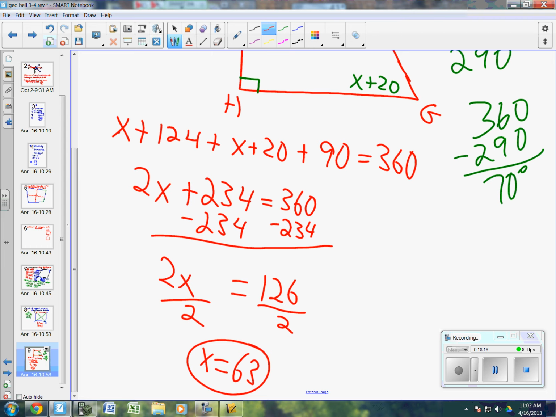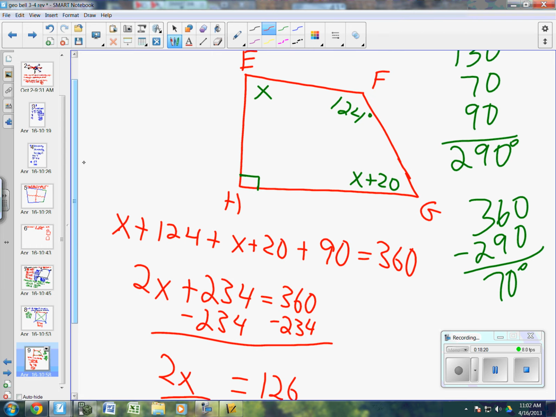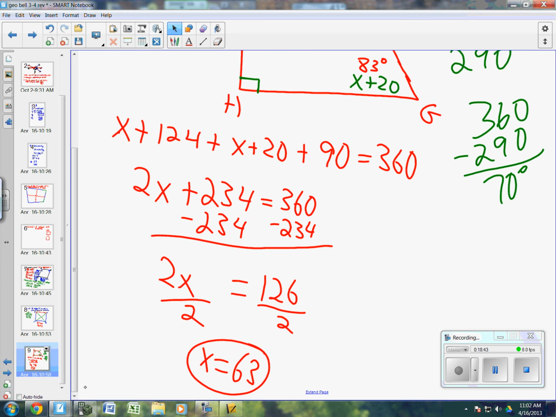So we go back up here. This angle is 63 degrees. And this one's 63 plus 20, which is 83 degrees, right? Because x is 63. And now I have that angle. So that's how you do those. You've got to write an equation. Okay? Go to problem number 9.